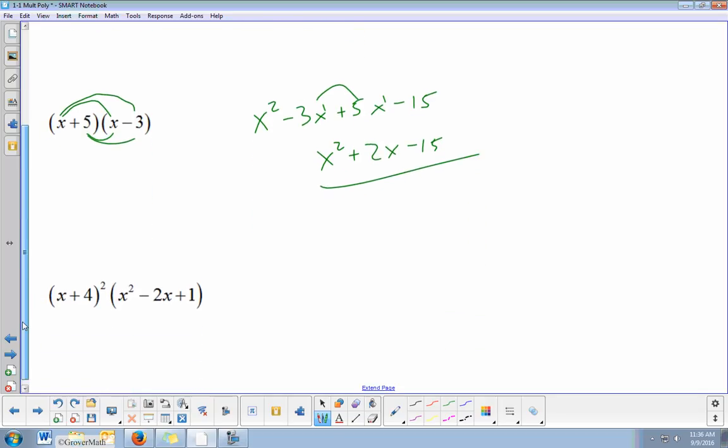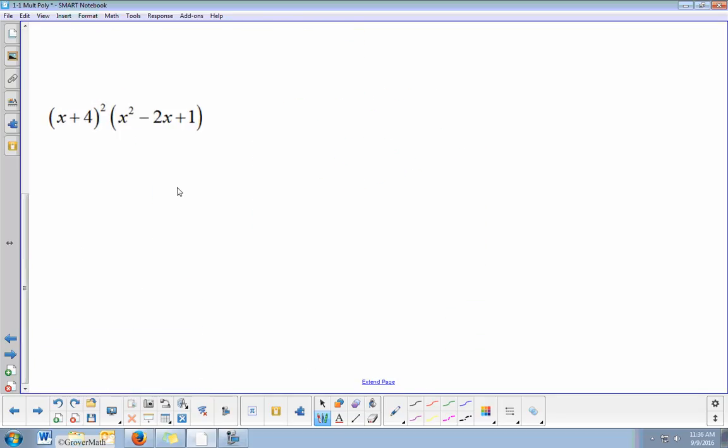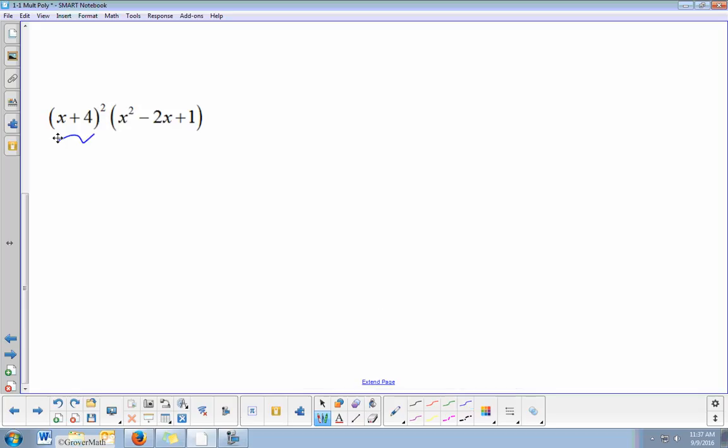One more example here, and this one's a little bit of a challenge. You see that it is a binomial squared times a trinomial. Now, the order of operations tells us we need to do anything like exponent stuff before we multiply. So we actually need to do this binomial squared first and then multiply it by that.